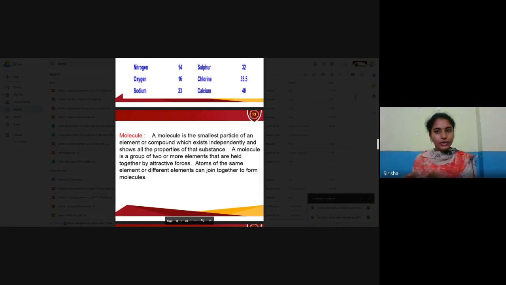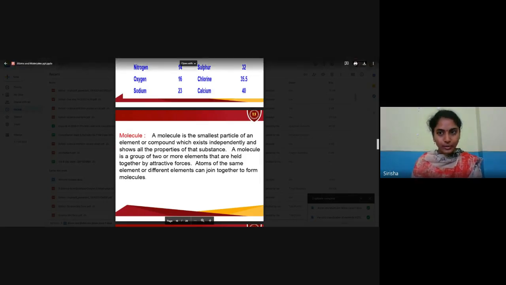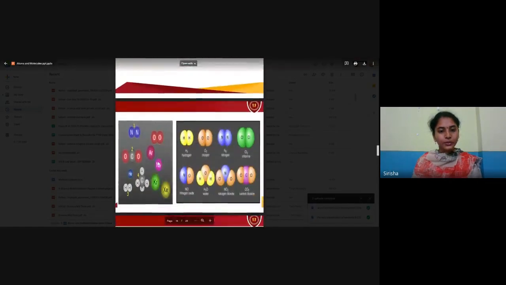Sodium is there and chlorine is there. This is the best example for a molecule. There should be some attractive forces. So sodium and chlorine are combined together to form a molecule by some attractive forces, without which they cannot combine with each other and form a molecule.